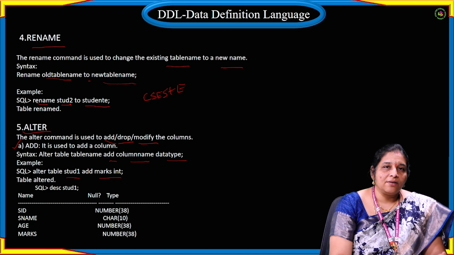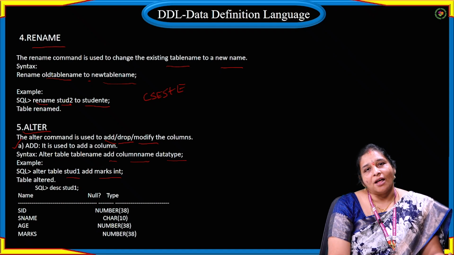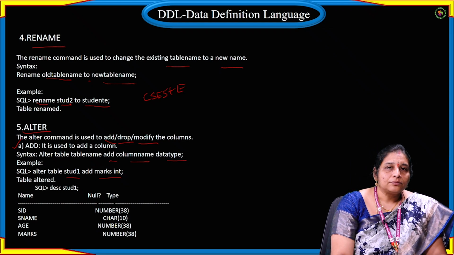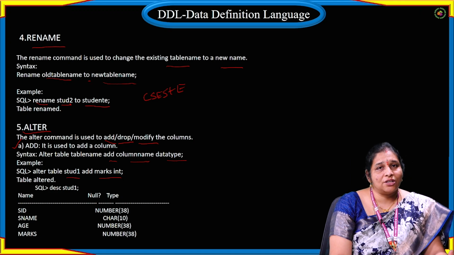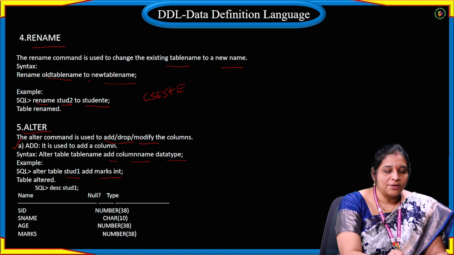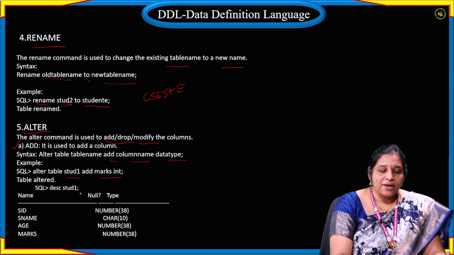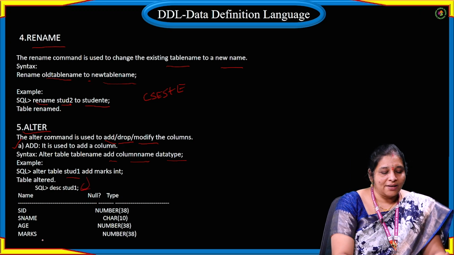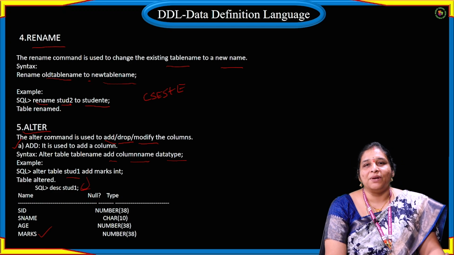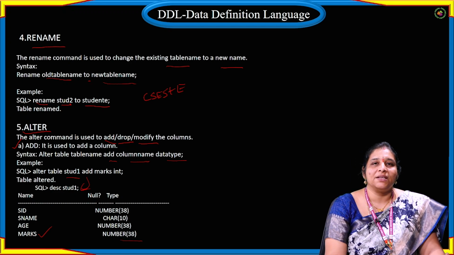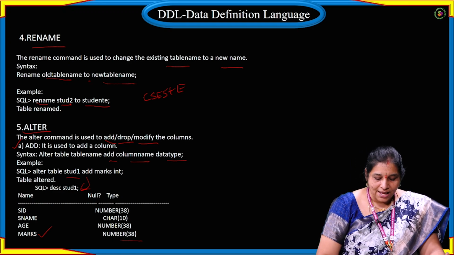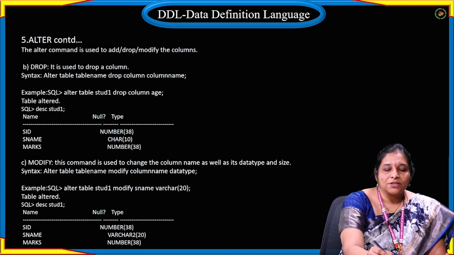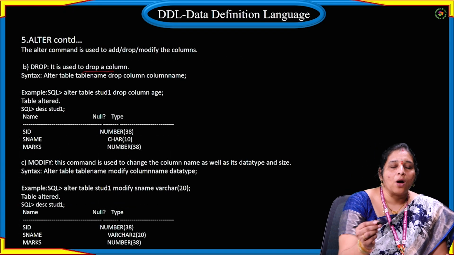Now I want to check whether the column is added or not, so I am going to execute and test it by finding out the structure of that particular table. So describe student1. When I executed this command, I saw that the table has a 4th column named marks, and the data type is integer, which is by default stored as number of 38. The alter command, as I told you, is also used to drop a column.